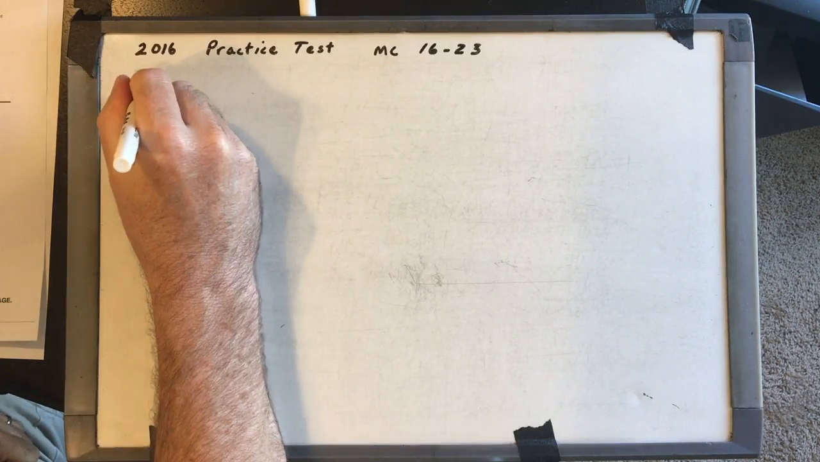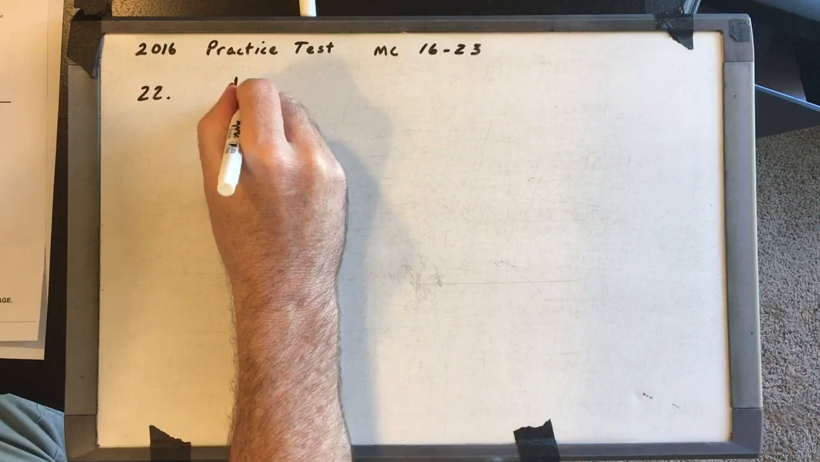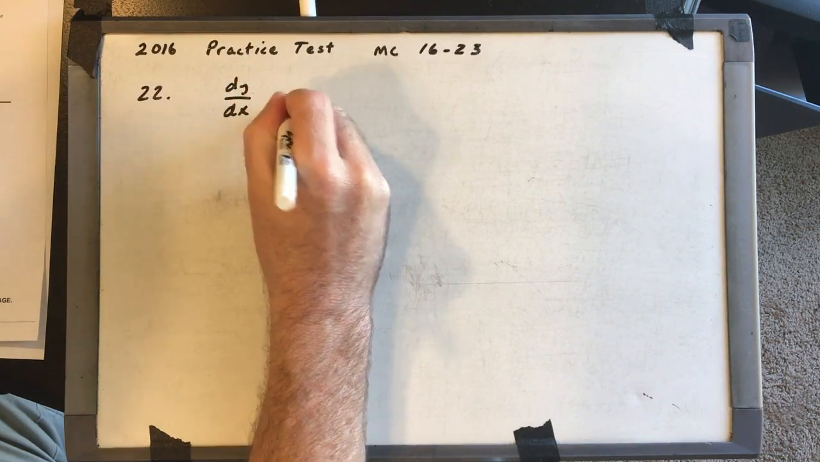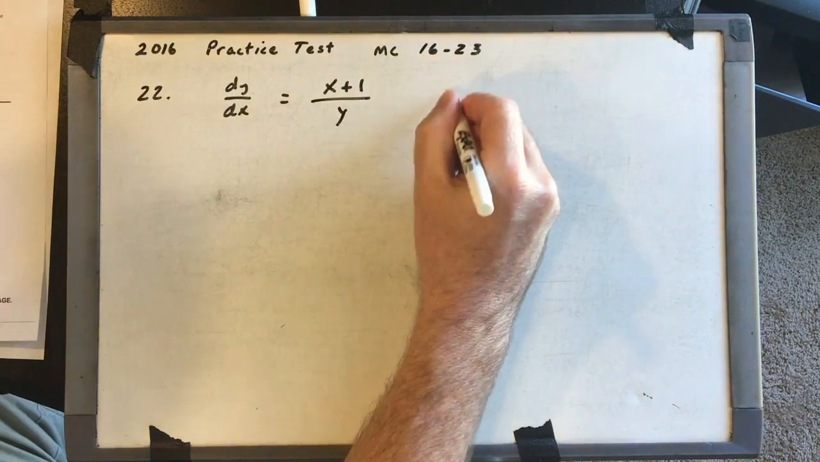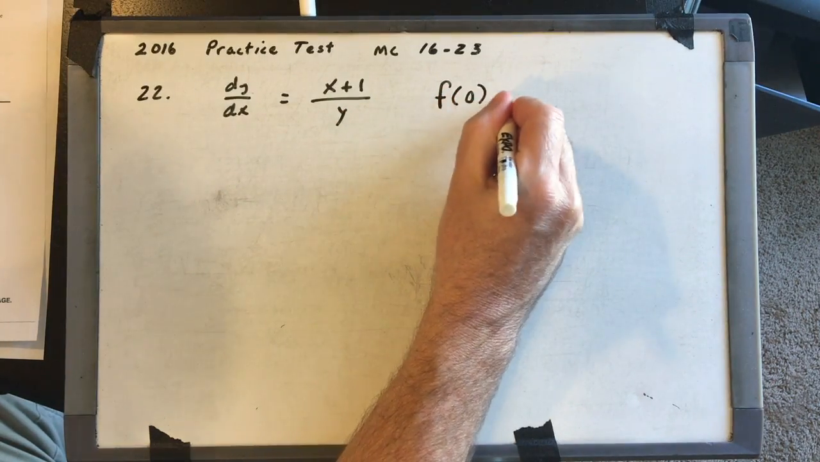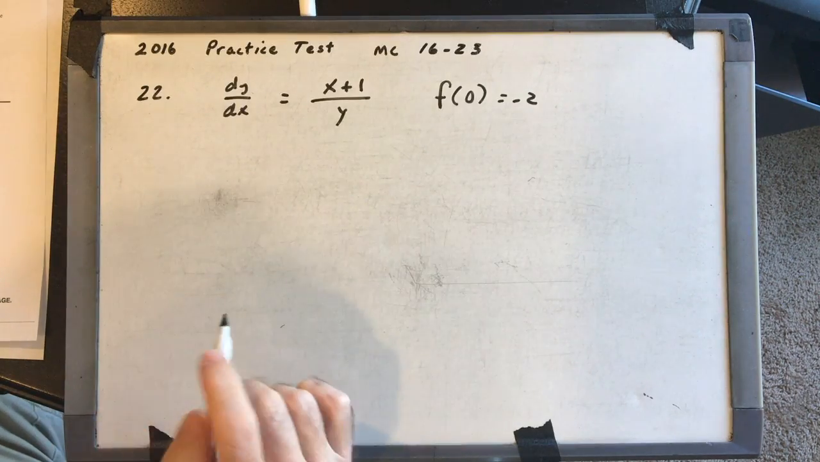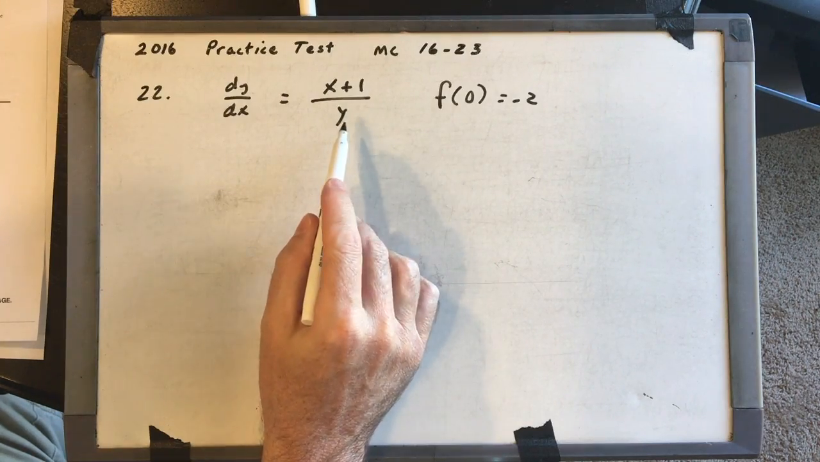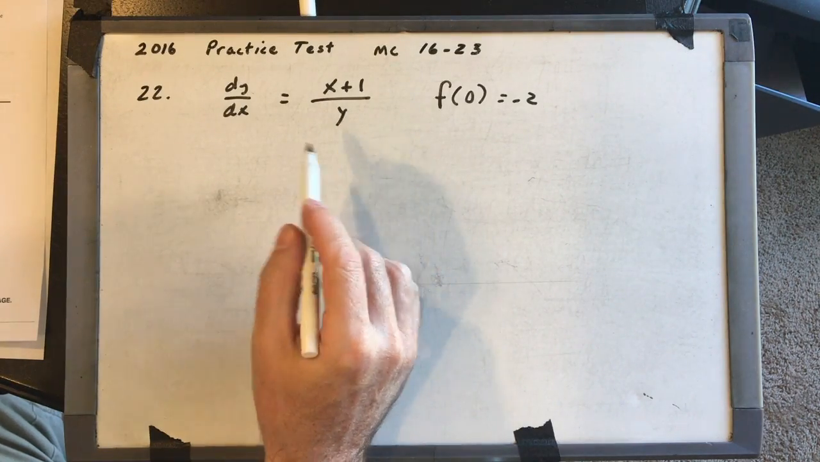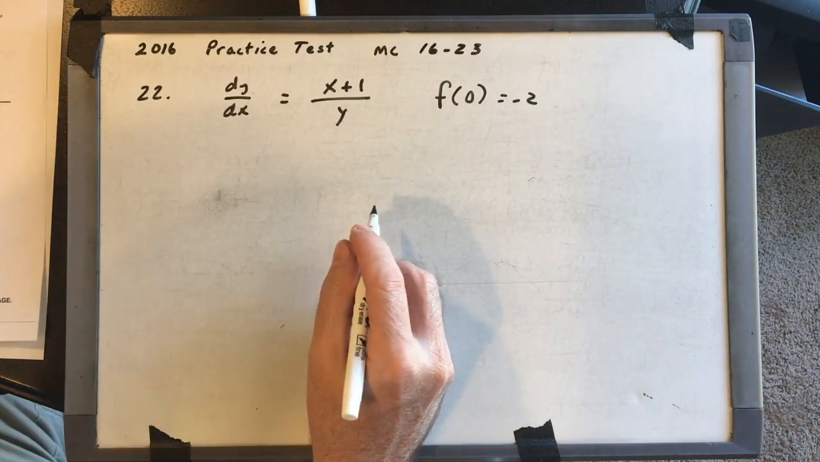Number 22. We have dy/dx is equal to (x plus 1) over y. Our initial condition is f of 0 is equal to negative 2. And then it gives us some expressions for f of x. So basically, this is a differential equation. We've got to get our equation for y and see which of those letters match it.